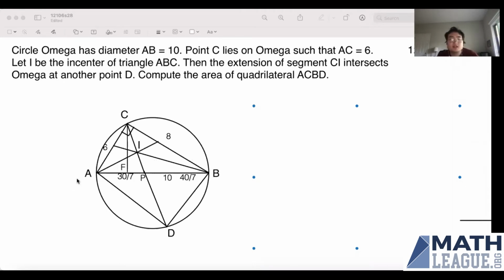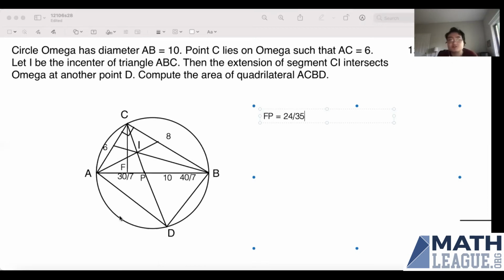We know this altitude CF is going to be, well, the area of ACB is 24, right? And the base length is 10, therefore CF has to be 4.8, and that means AF is going to be 3.6. So now you can subtract 3.6 from 30 over 7. You get that FP is going to be 24 over 35, right?